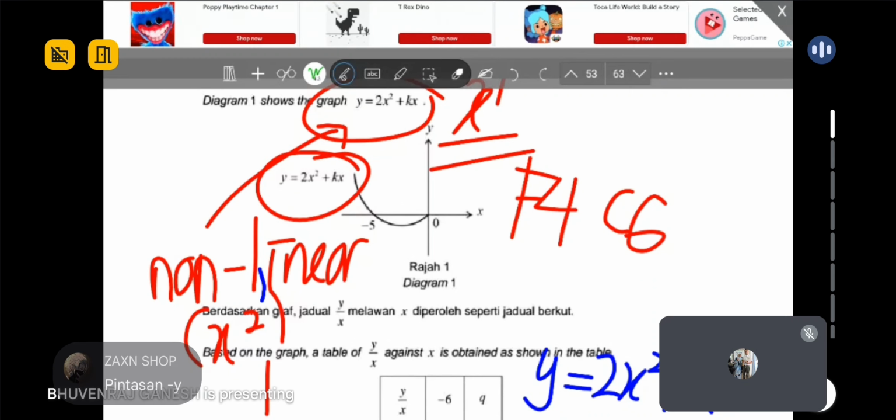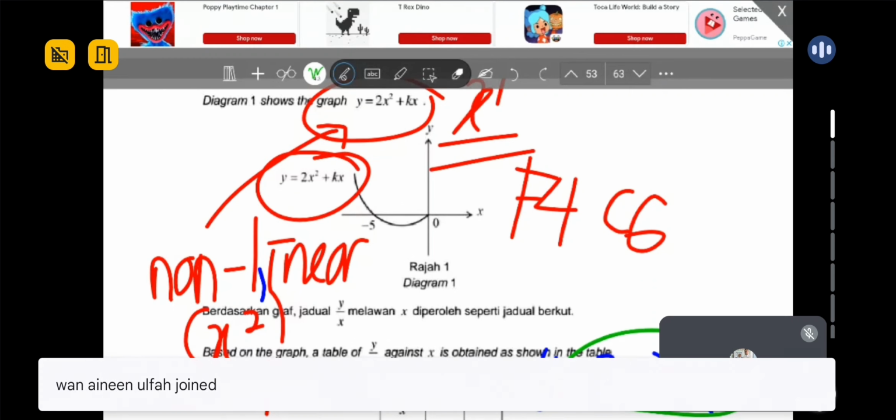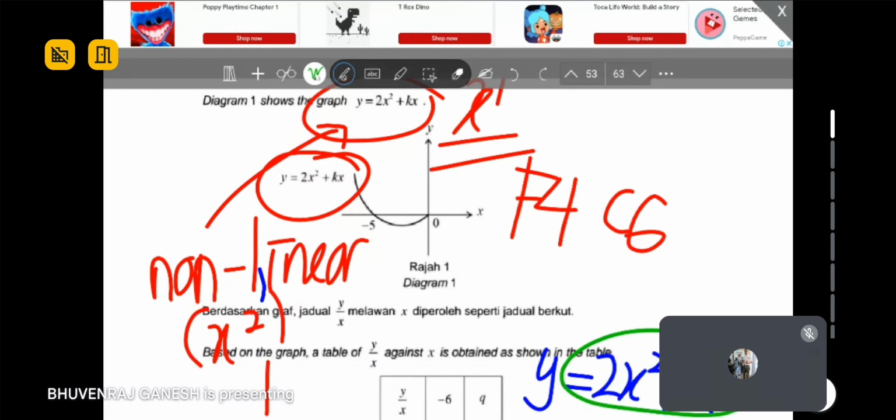Guys, yang ni persamaan kuadratik kan? K itu adalah nilai B. Betul? Sebab KX, KX tu nilai B. So kamu tak boleh rujuk pintasan Y. Faham tak? K is your B value, so you cannot see Y intercept. So you need to think of another method. Kena fikir cara lain. So what do you all think?